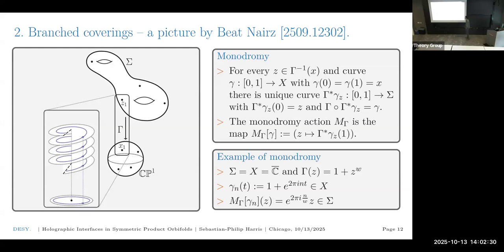And about monodromy, I just want to say very briefly that it is a prescription that using gamma allows us to take any point in X that's not a branch point, and then consider the set of pre-images of that point. And then for every closed curve that starts and ends in X, you can associate one permutation of the pre-images, essentially by following the lift of the curve to sigma. But that will only play a side role later on.